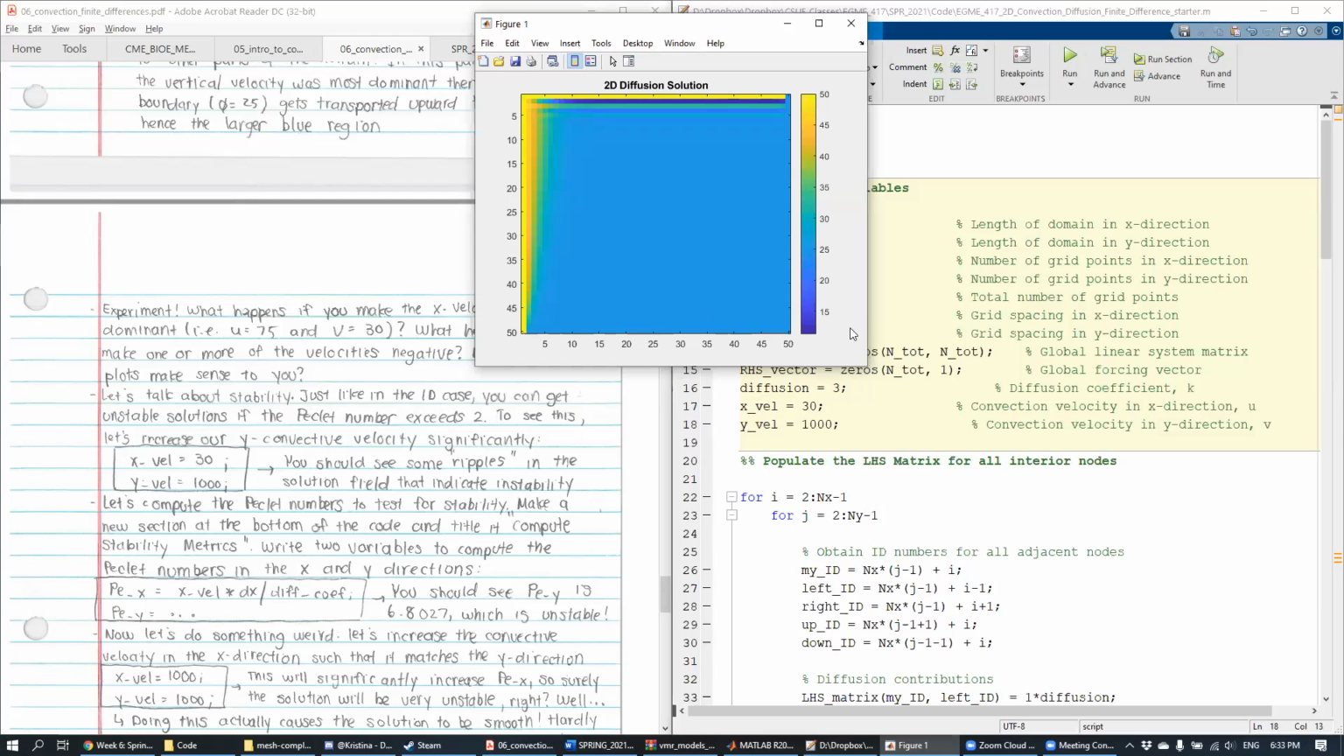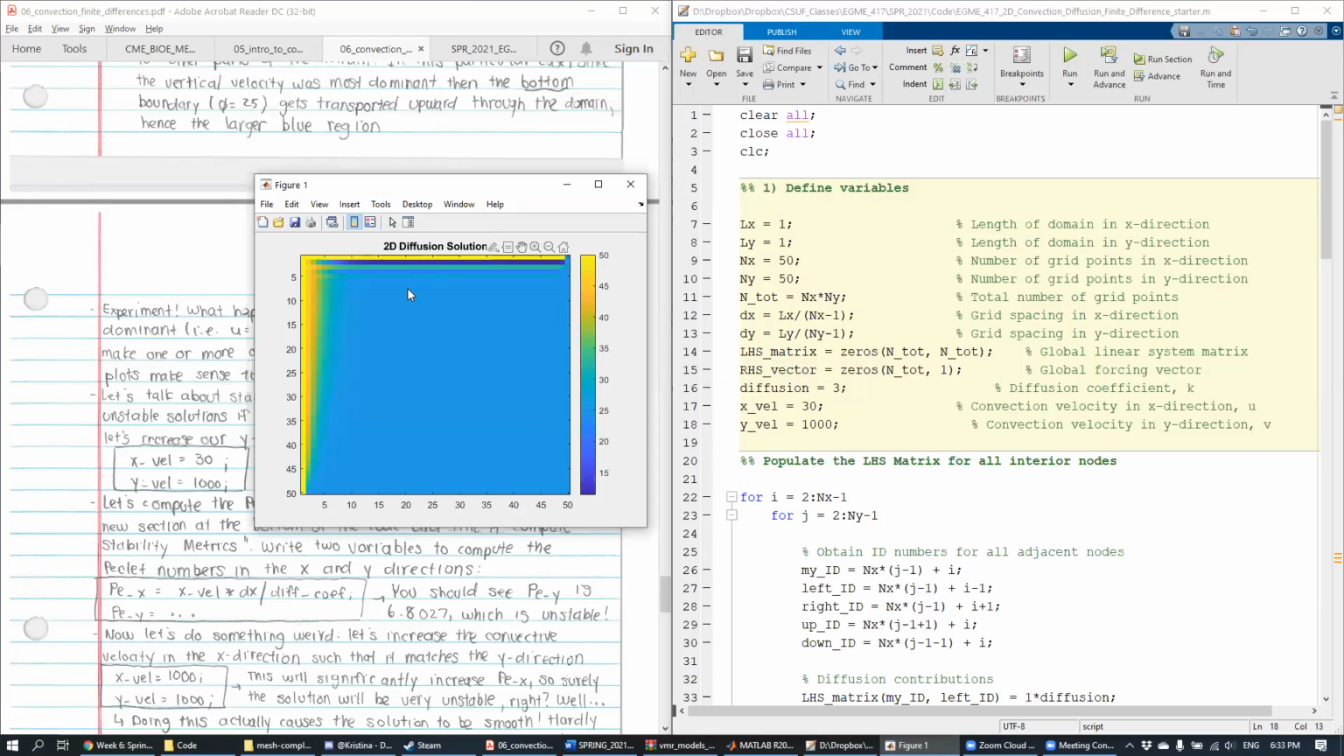And you can kind of see that here. You can see our graph doesn't look as nice anymore. What you can see here are these almost like ripples near the top boundary. These ripples basically tell you that this is the same thing as our unstable solution that we saw in 1D, right? Basically the solution is oscillating up and down, and that's bad. So obviously we don't want to do that.